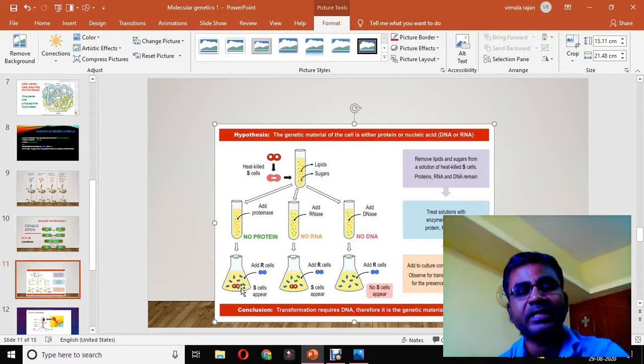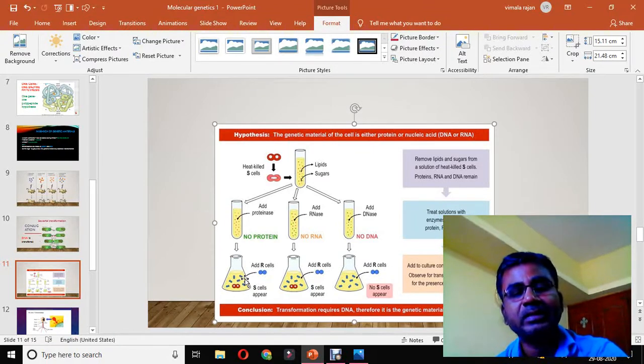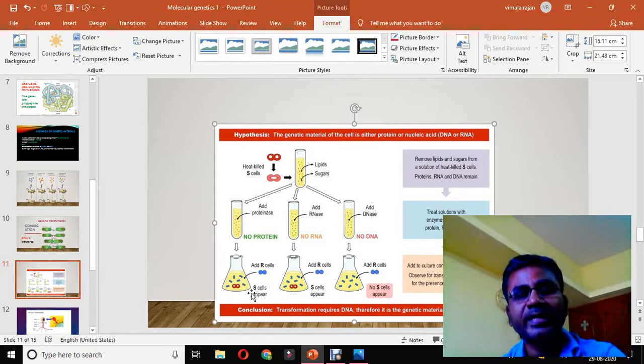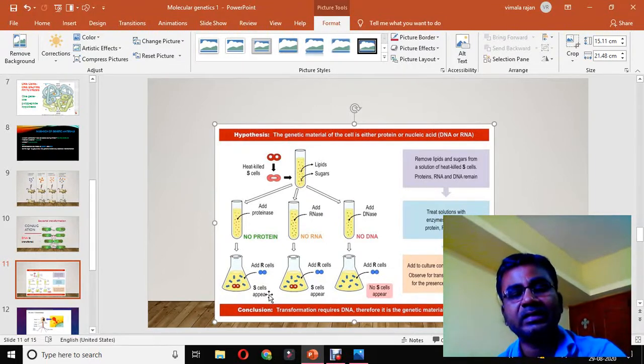So there are two types of bacteria. First it was S cells, now it is R cells. Now two different strains of bacteria are there in the conical flask. Now bacterial transformation must take place. DNA must be transferred from one bacteria to the other. So here transformation takes place. As a result, S cells appear. Once R cells are introduced, S cells appear. Here also S cells appear. Here also transformation takes place.